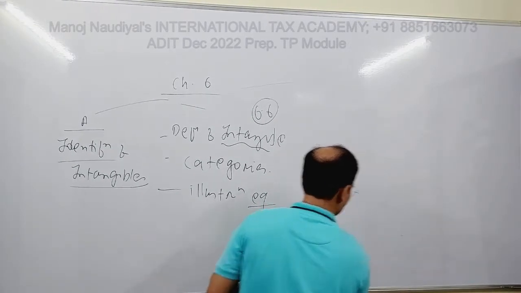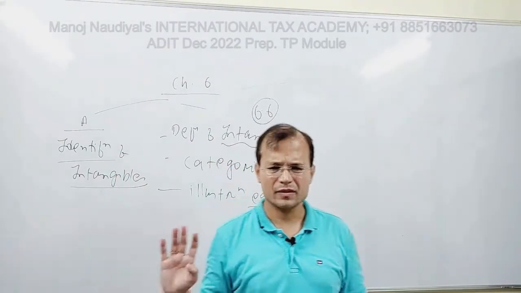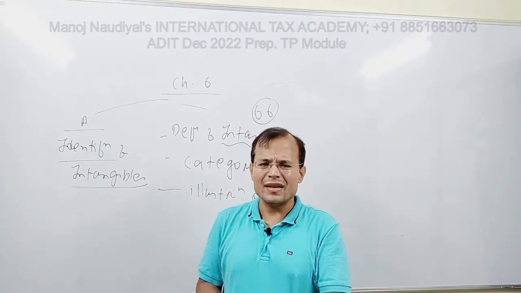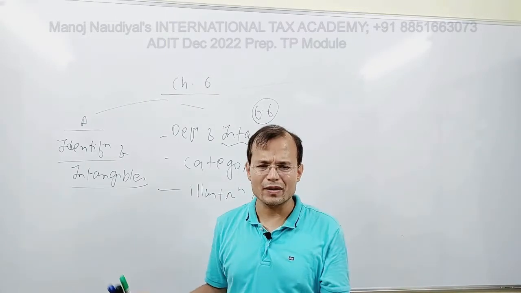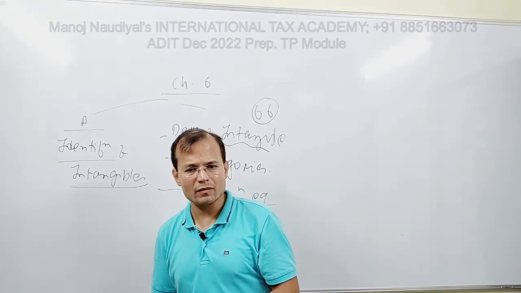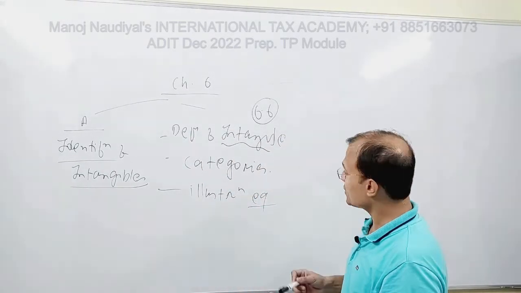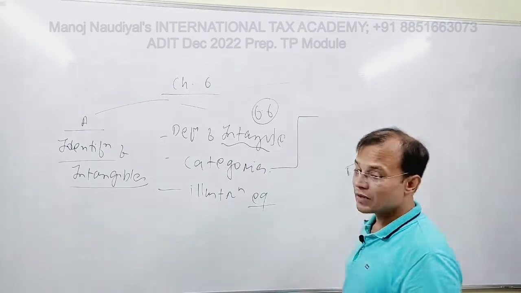Categories of intangibles. Number of categories. I mean, basis can be n number of bases. For the purpose of TP, we'll look at two categories. Very important. For the purpose of TP, there are two categories.